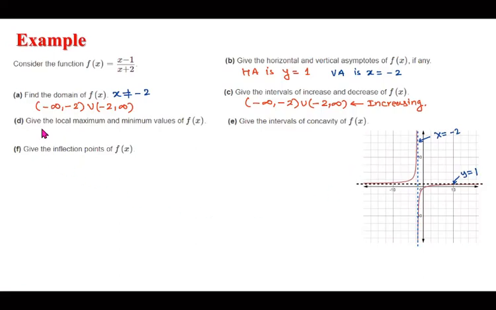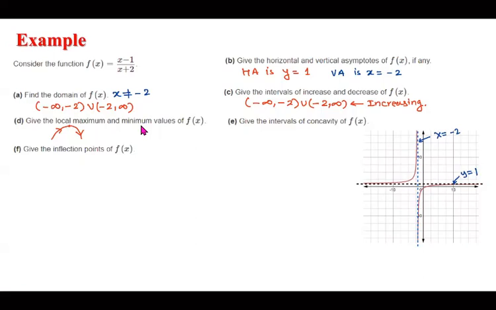Now the next one, in D, we have to find the local maximum and minimum. So for the function to have a local maximum, the function should be increasing to a certain value, and after that it should be decreasing. In that case, you have the local maximum. But here the function is always increasing. It is not increasing and decreasing. That means there is no local maximum.